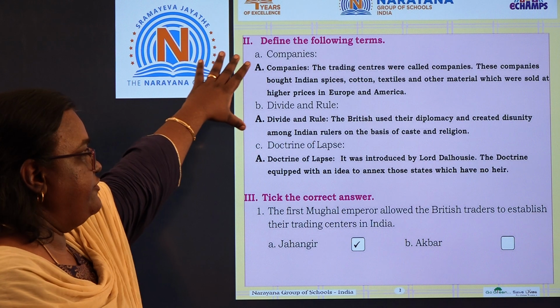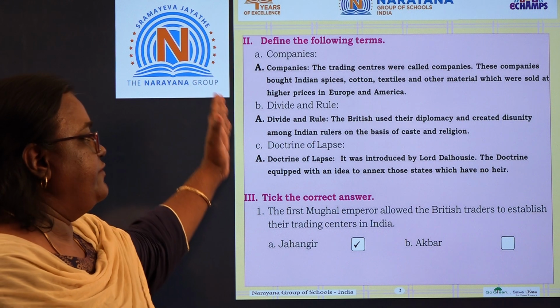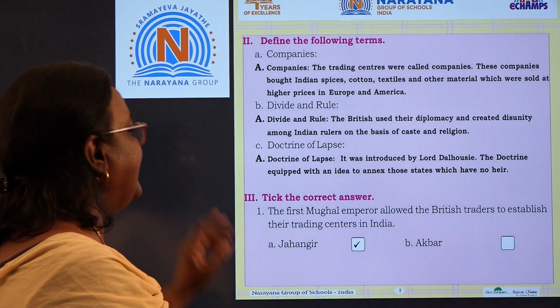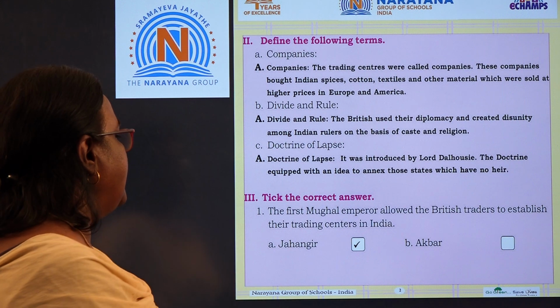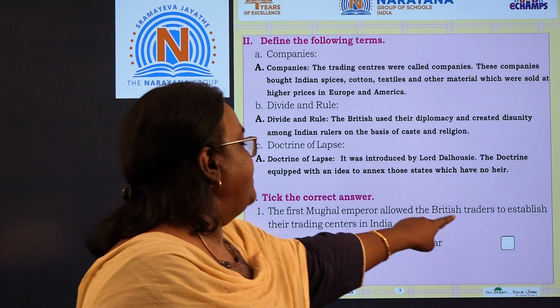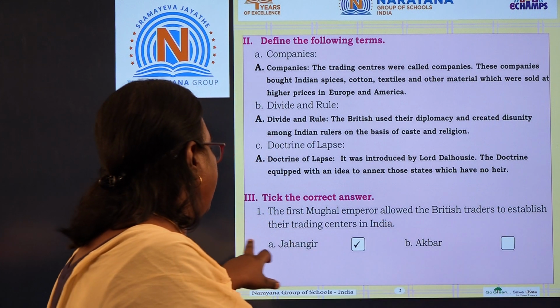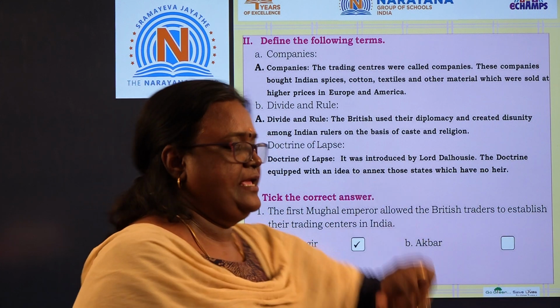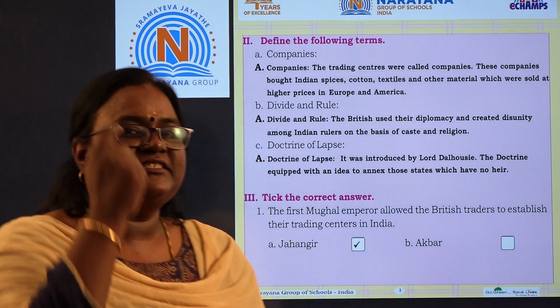So this is all for defining the following terms. I hope you would have written this. Next we will go to the tick the correct answer. The first one: the first Mughal emperor allowed the British traders to establish their trading centers in India. So now comes the start.